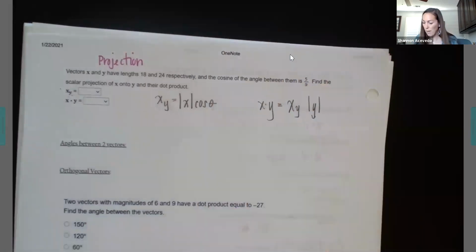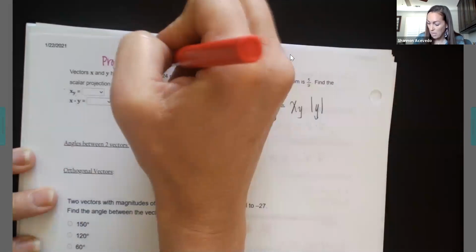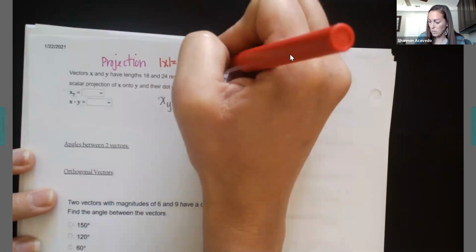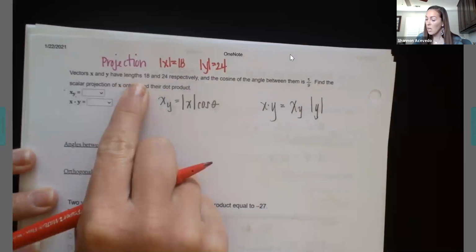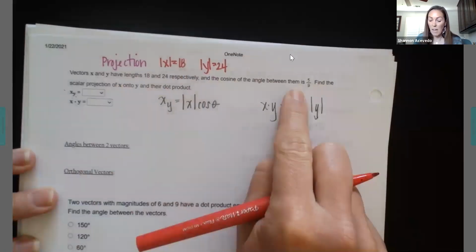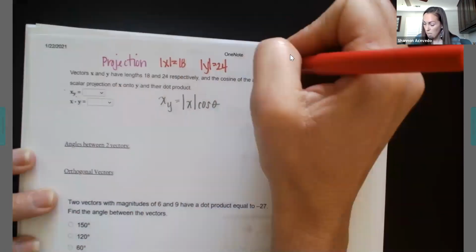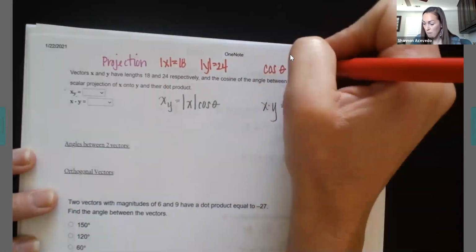Okay, what do I have? I have the vectors x and y have lengths 18 and 24. So again, magnitude of x is 18, magnitude of y is 24. That's what that's telling me. The lengths are the magnitudes. So that's what I know. The cosine of the angle between them is 5/9. Okay, so this says the cosine of the angle between them is 5/9.